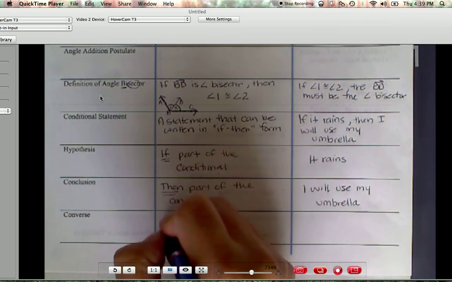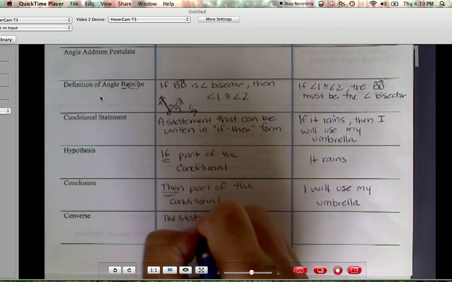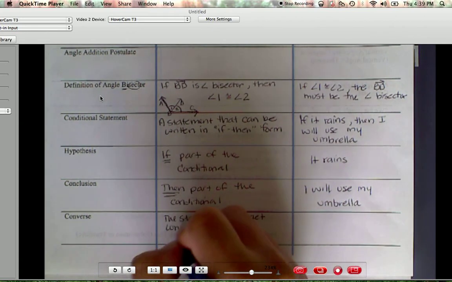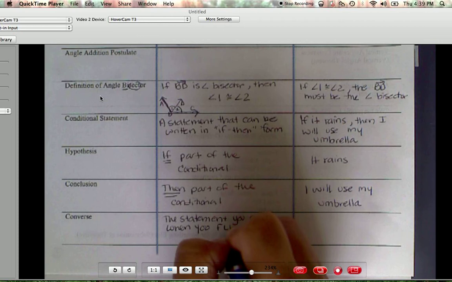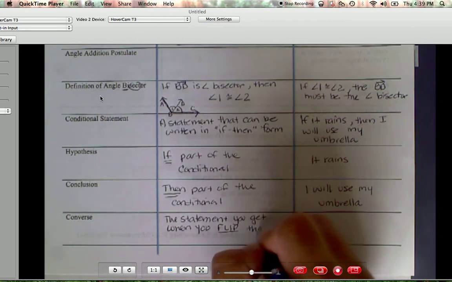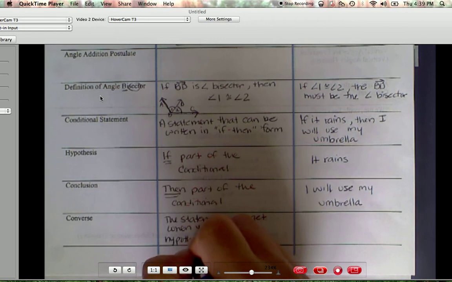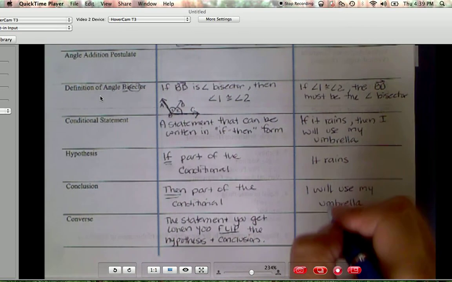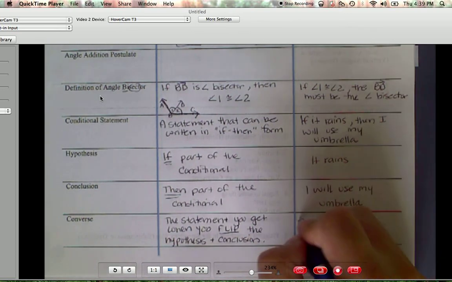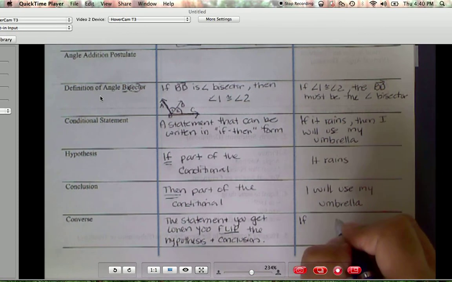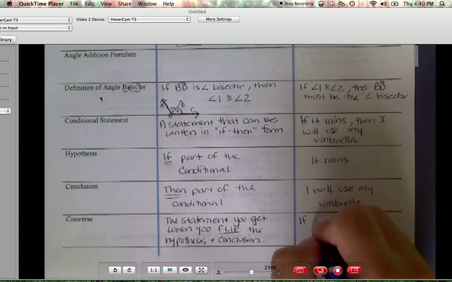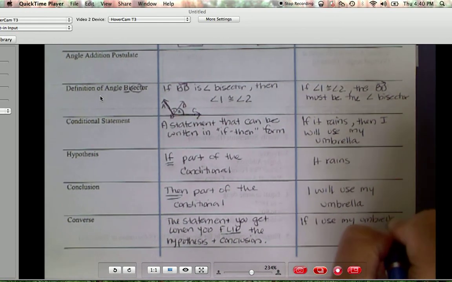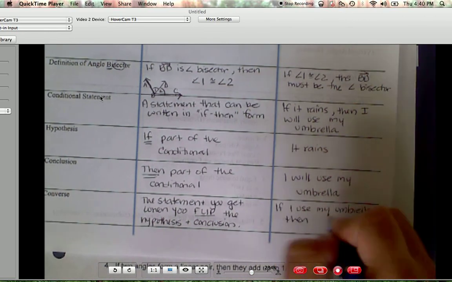But the converse is the statement you get when you flip the hypothesis and conclusion. So you're flipping them around. So if we use the same conditional here, we would flip the hypothesis and conclusion. We still say if at the beginning, but instead of saying if it rains, we say if I use my umbrella, then it rains.